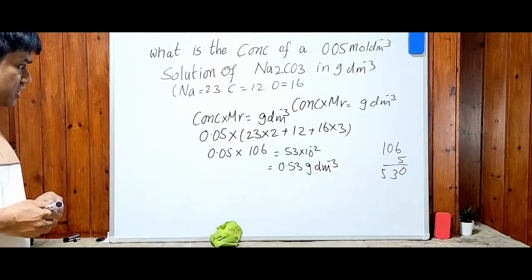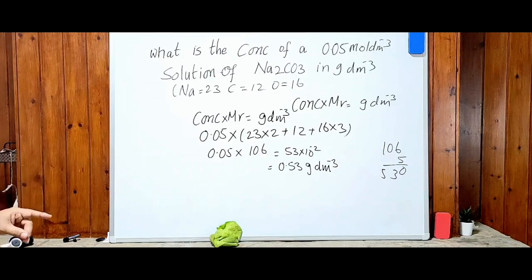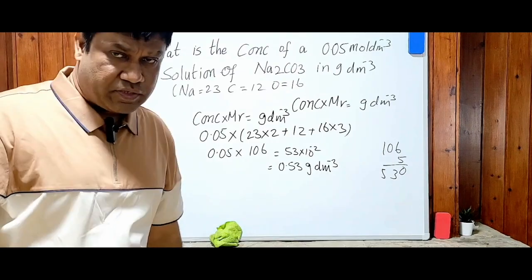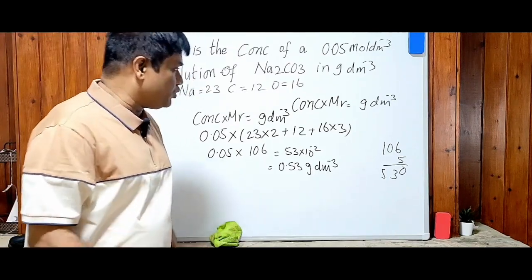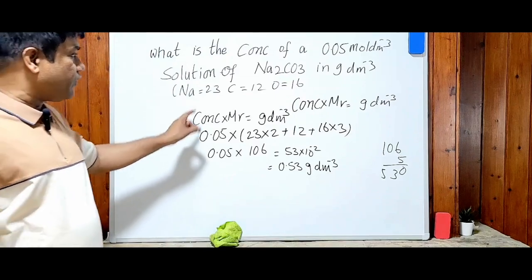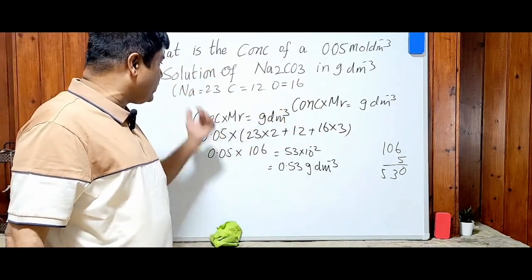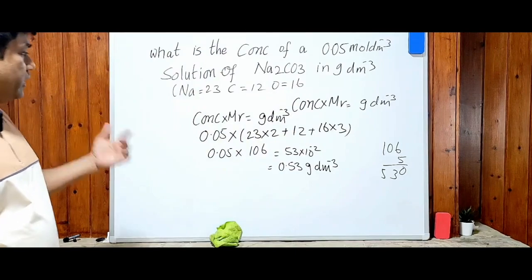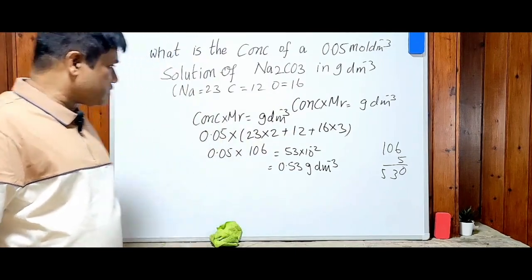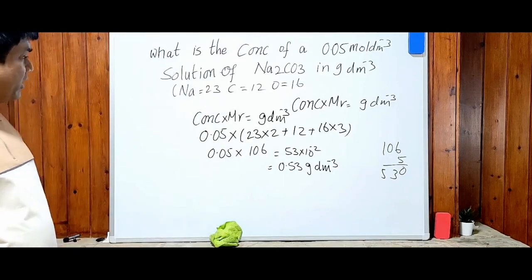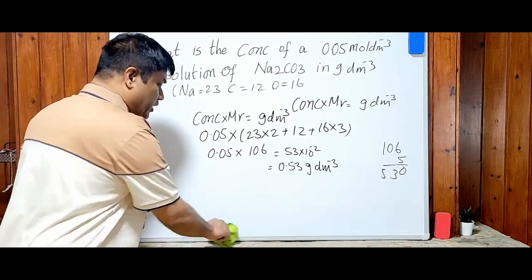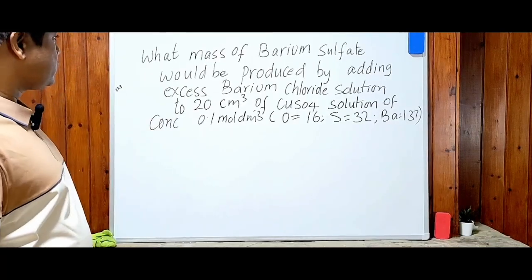So we can change conc, which is given in terms of mole dm minus 3, into gram per dm cube. Or if they give gram per dm cube, we can convert into mole per dm cube. That's the easy way, guys. Yeah, this is another type of question I have seen in many past papers. Now look at one more question. Look at this question, guys.